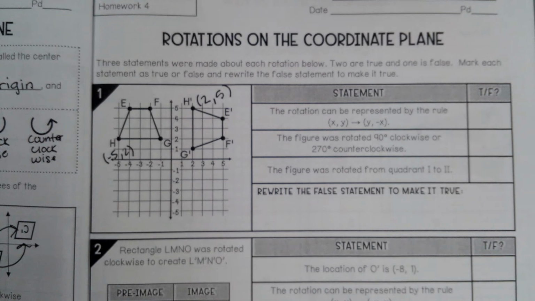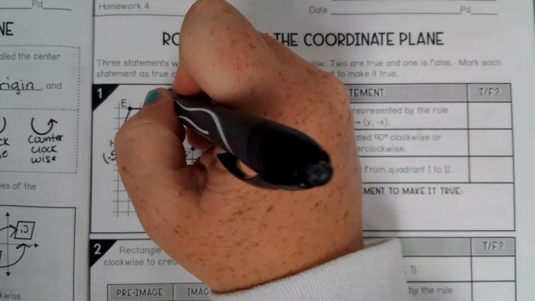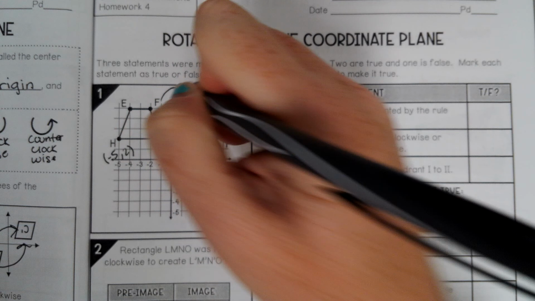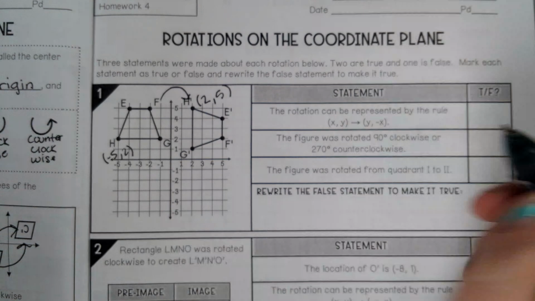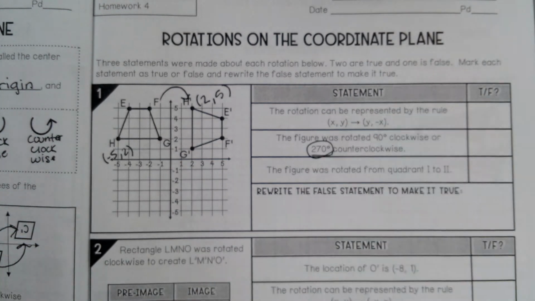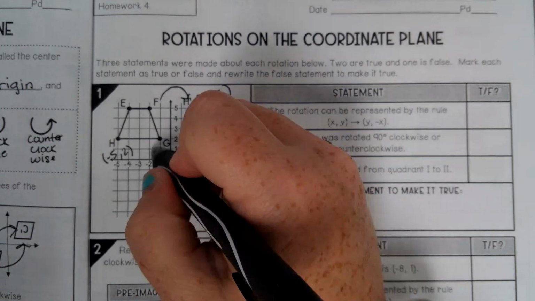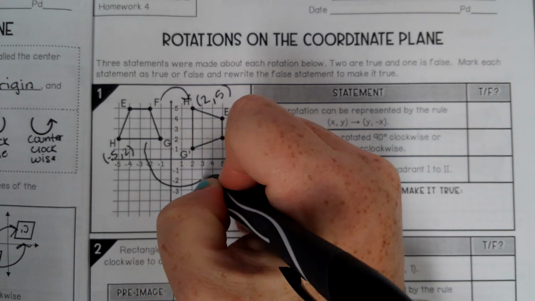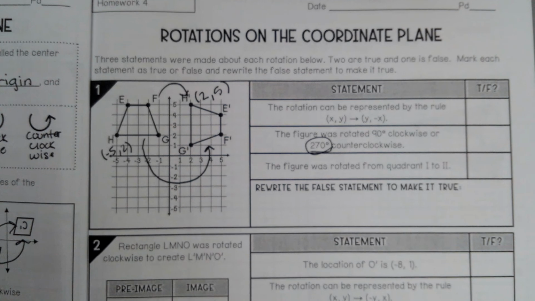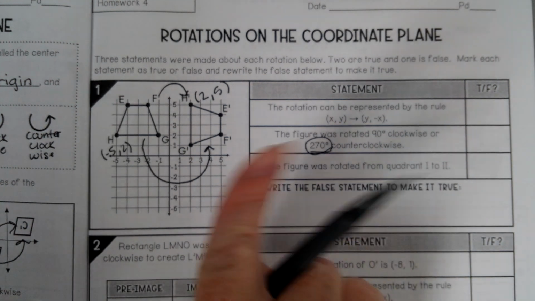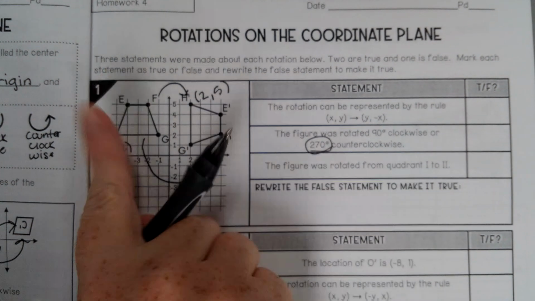The figure is rotated 90 degrees clockwise. So this is clockwise. And 270 degrees counterclockwise. Remember, 270 is equal to 3 turns on a coordinate grid. So here's 1, 2, 3. So that is true. The figure rotated from quadrant 1 to quadrant 2.